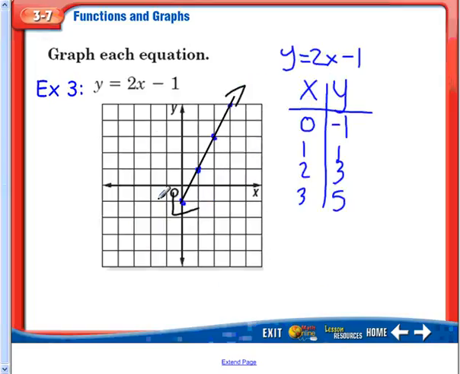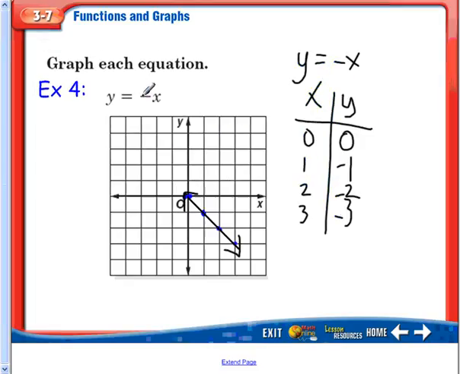The second graph we said was increasing from left to right at a faster pace because we were multiplying by 2. In example number 4, I'd like to notice that this graph is decreasing from left to right, and I'm going to notice that this one had a negative x, which is causing us to decrease.